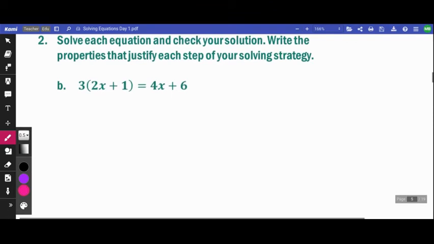All right. There's a lot going on in this equation. I have variables on both sides. I have integers on both sides. I even have distributive property over on the left. So that's what I'm going to be starting with, my distributive property.